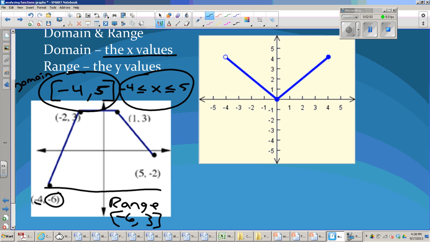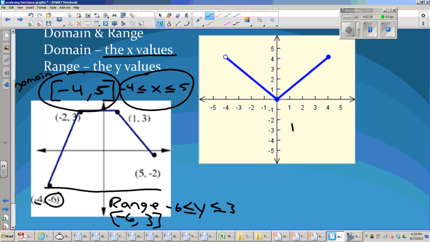Let's write it as a compound inequality now. We've got less than or equal to on both sides of the y. Smallest number, biggest number. So y is between -6 and 3. So the range is between -6 and 3. Okay, let's look at the other one.